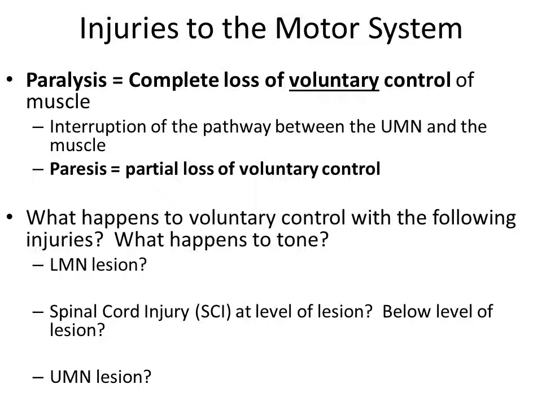I want you to brainstorm what you think would happen to voluntary control with injuries to these various locations. The lower motor neuron, the spinal cord, if the injury is superior to an area of the lower motor neuron, and an injury to the upper motor neuron somewhere above the spinal cord. So throw your ideas out on the discussion board and let's have a good discussion.